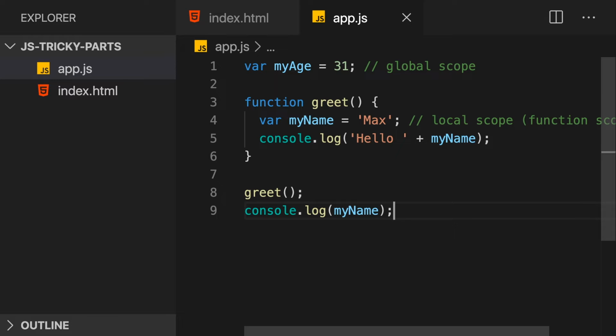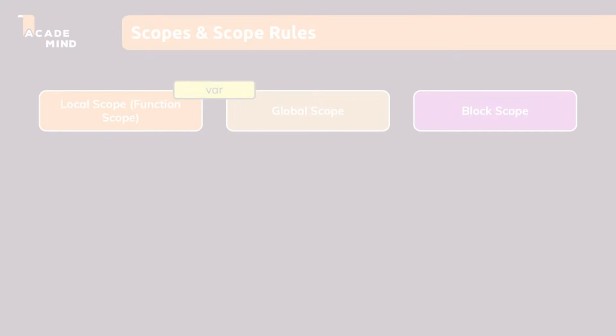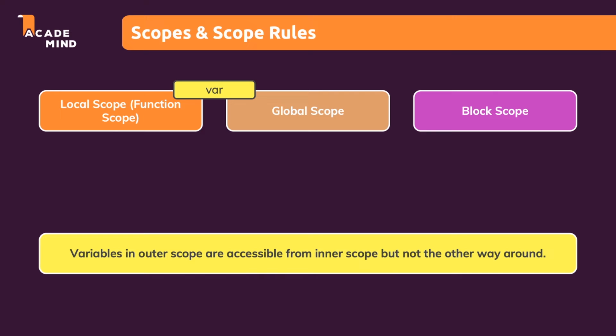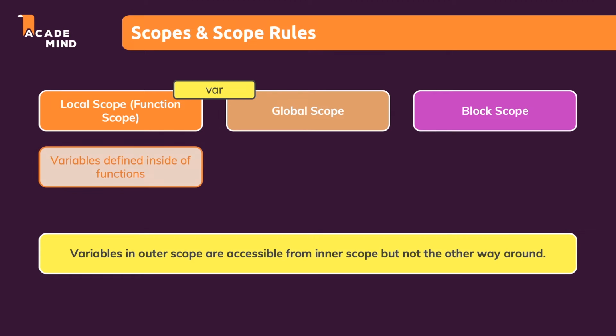There is a very simple rule when it comes to scope. And that rule is that variables in an outer scope are accessible from inner scopes, but not the other way around. Which means if we have a variable or a function defined in local scope, so in function scope, then we only have access to that variable or function inside of that function where it was defined, or in any other nested functions, because outer scope is accessible in inner scope.